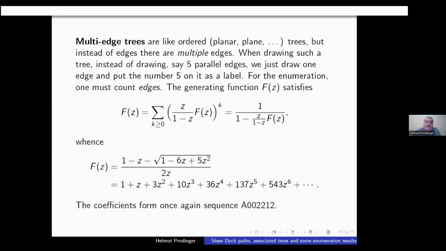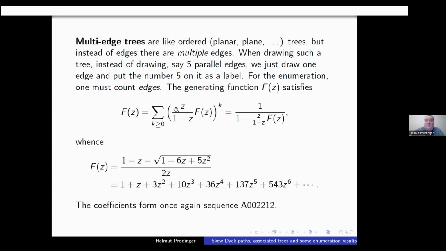So other objects of interest: multi-edge trees. They are like ordered trees, but now not edges, but multi-edges, or 5 edges, or in other cases, 3 edges. So we have to count the number of edges in this case, because otherwise you get infinitely many objects of the same size. That would not be good. And when I draw such objects, I don't draw 5 edges. I just write a little number 5 over the edge. And the generating function for them is given as this one.